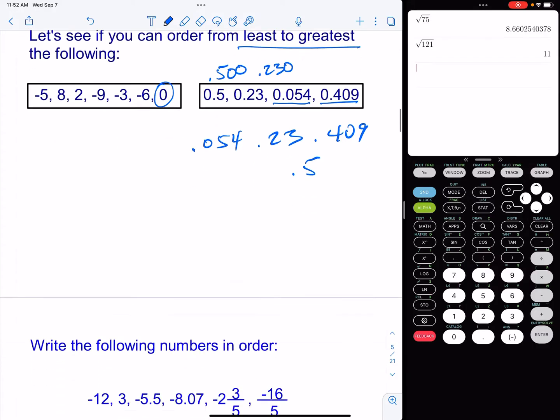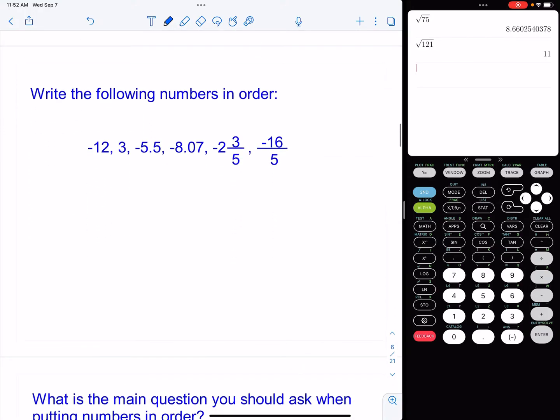Now, those are pretty easy. But what if I give you fractions involved? Well, when we have fractions, we've got to actually do some converting. So this -12 is good. The 3 is good. The -5.5 is good. The -8.07 is good, but -2 3/5? Well, what we need to do is convert that 3/5 to a decimal. We do that by doing a division problem. 3 divided by 5, we get 0.6. So that's going to be -2.6.